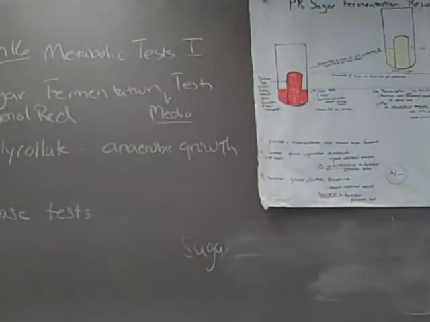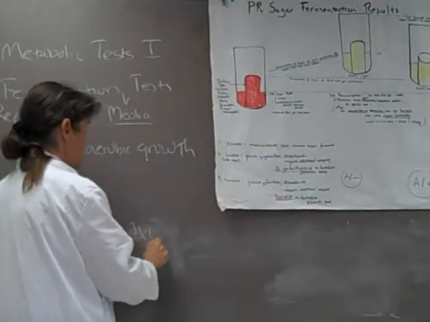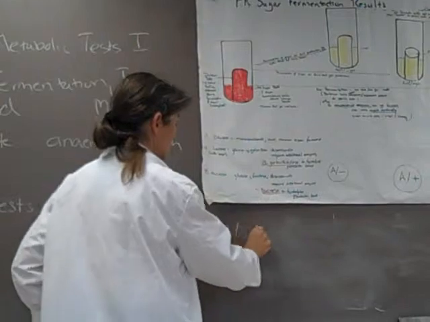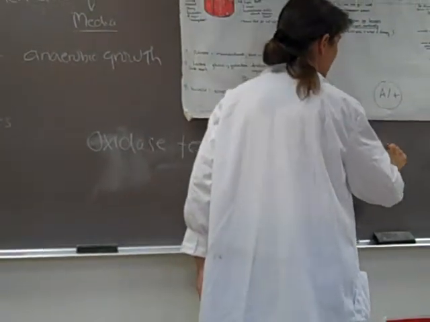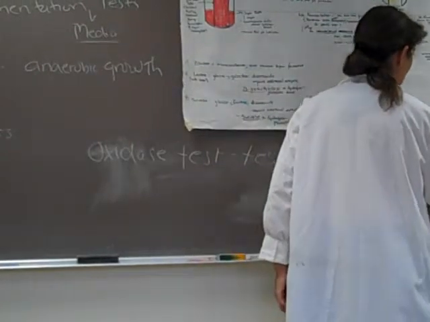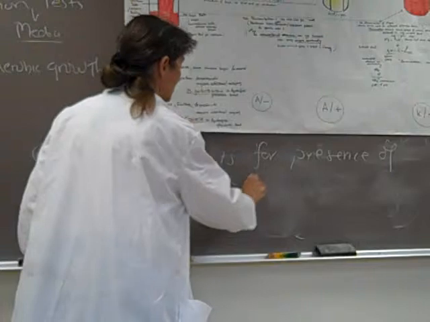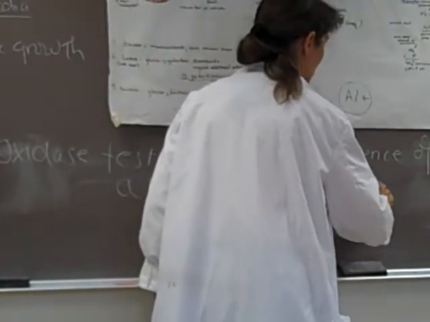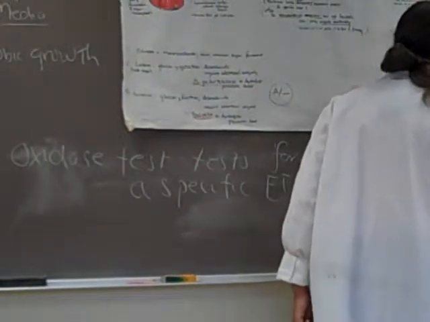The oxidase test is a test for a specific member of the electron transport chain. It tests for the presence of a specific electron transport chain component, which we're calling cytochrome oxidase.